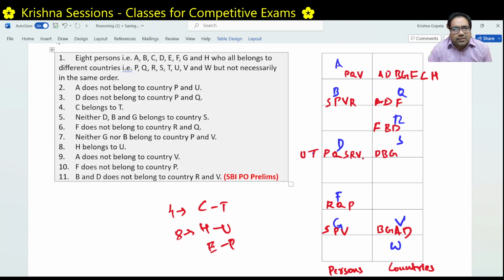See, here also seven countries are already gone: P, Q, R, S, V. Earlier only we had decided. And then T and U, anyway they are already mapped. So 7 are already gone: P, Q, R, S, T, U, V. Only W is left. So D maps to W. So we can eliminate D also, and we can eliminate W also. What is left? A is left. B is left. F is left. G is left.